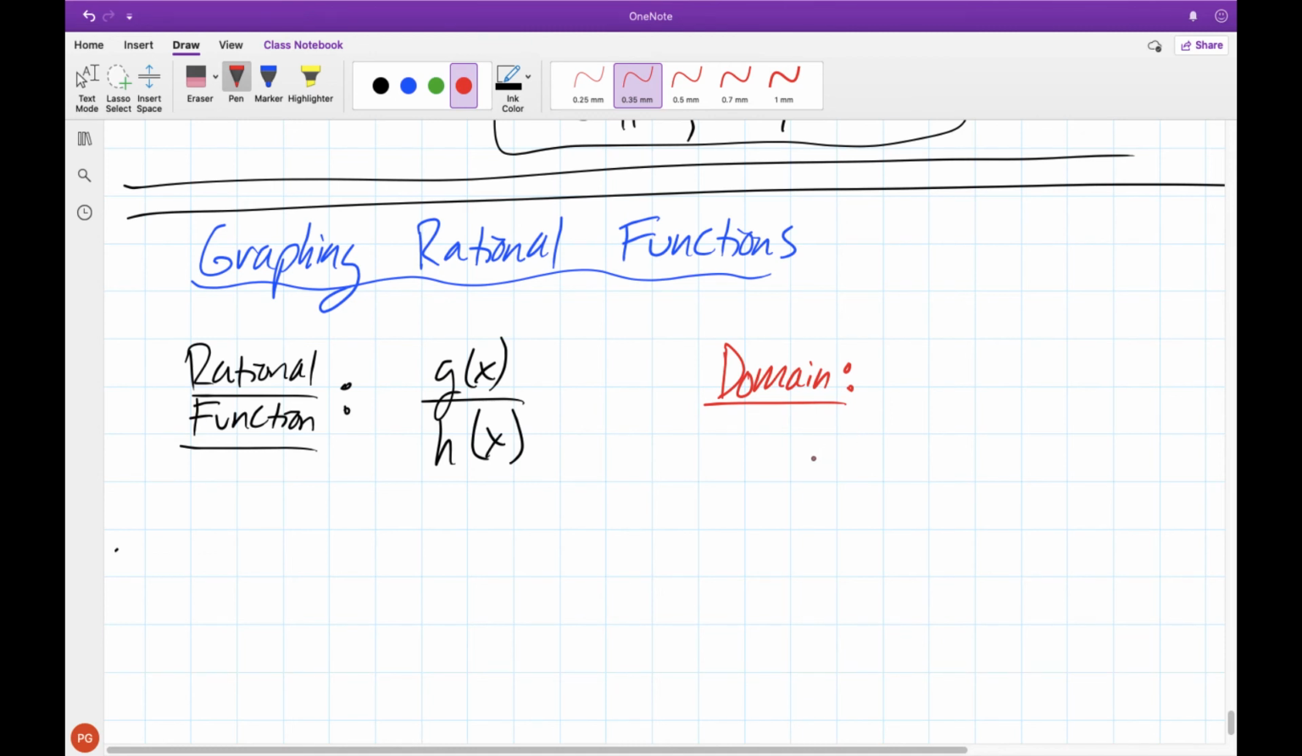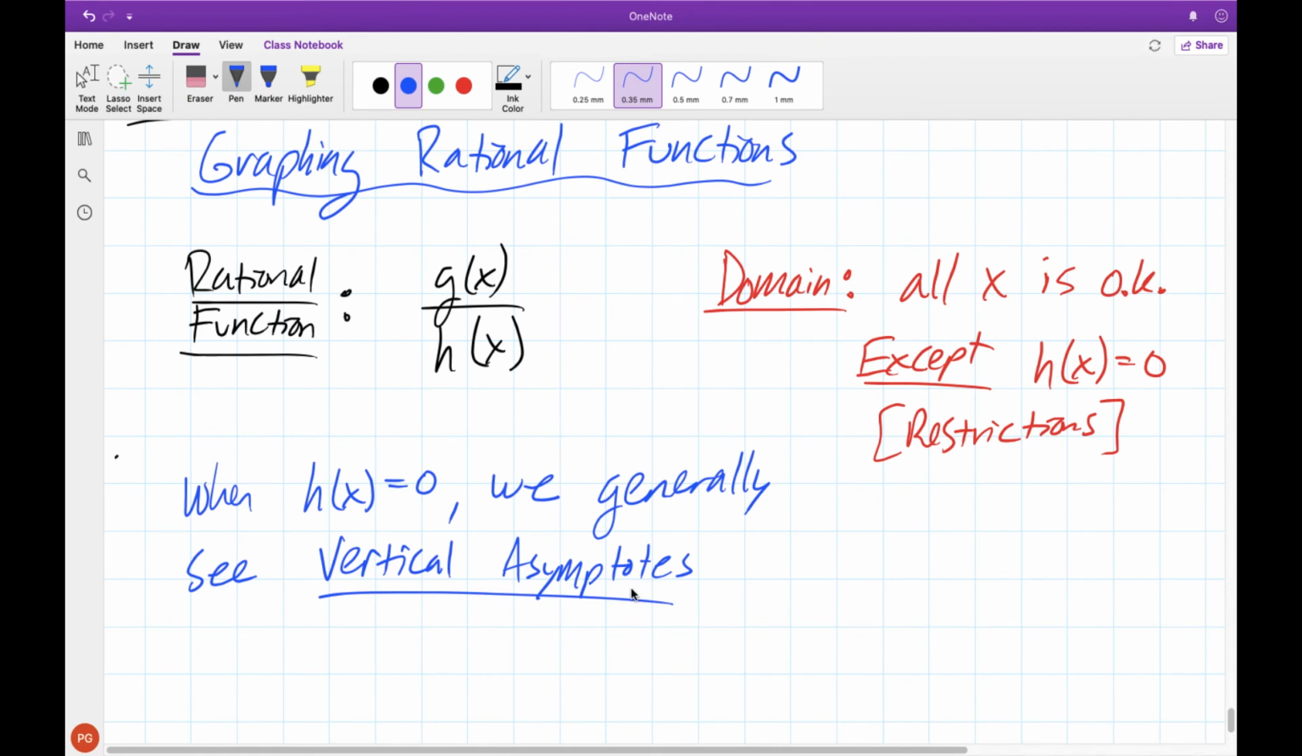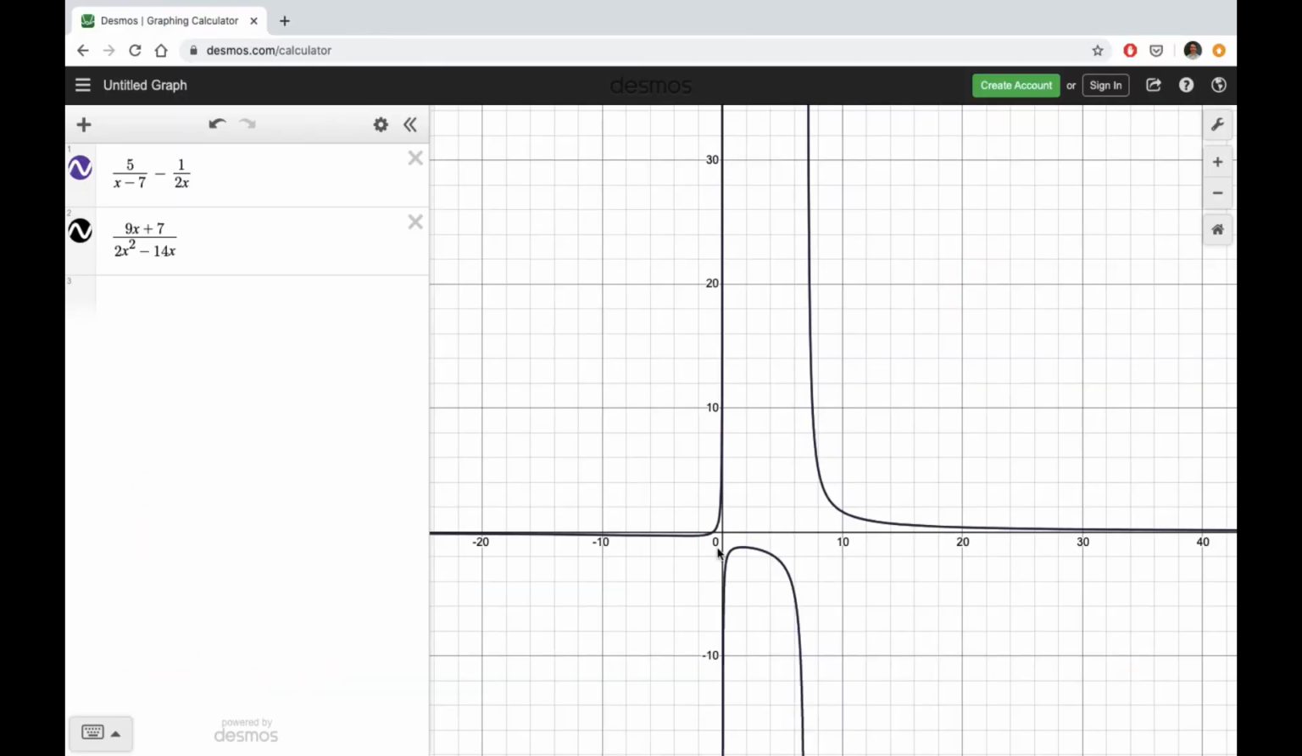For a rational function, all of the x's are fine, except where we have restrictions, which is when our denominator is equal to 0. From our video last time, what we saw is that where we have these restrictions, in this case at x equals 7 and 0, we have our function either shooting up or down, and I told you they had a fancy name. These are called our asymptotes. In particular, we see vertical asymptotes, and vertical just means they're going up and down. So our boundary here is a straight line up and down.